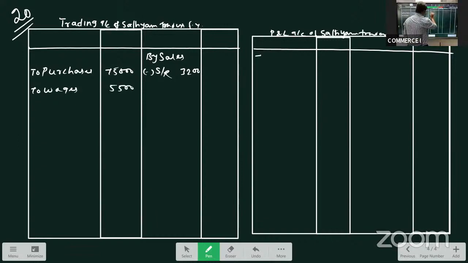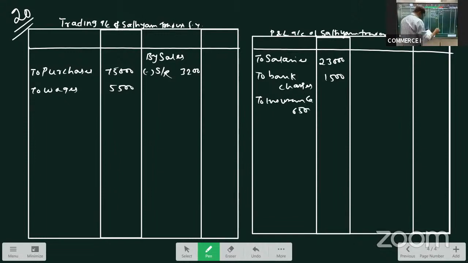Salaries, no adjustment, will directly take to P&L account in the outer column. Salaries are given as 23,000. Bank charges, they are also office expenses, will take to P&L account. Bank charges, 1,500. Then insurance is given as 6,500. We have an adjustment. Prepaid insurance, I am writing the amount in the inner column. Machinery asset, furniture asset, cash at bank asset, opening stock will go to trading account, 22,000. Then bills receivable asset, debtors asset, audit fees, P&L debit side.